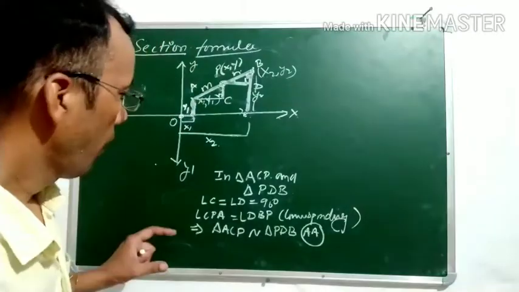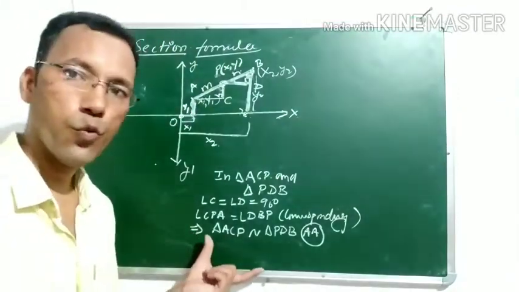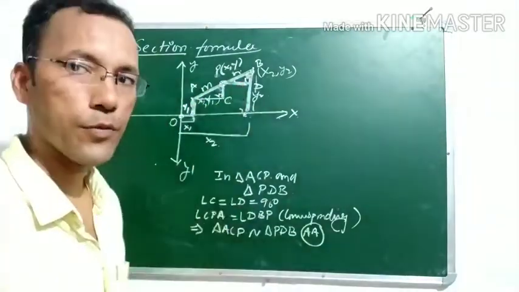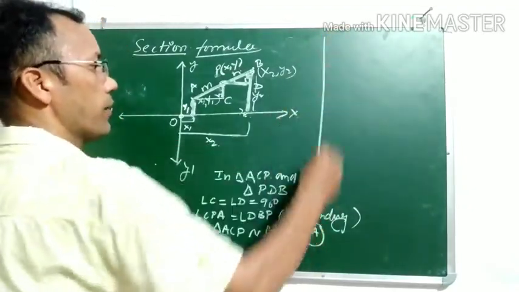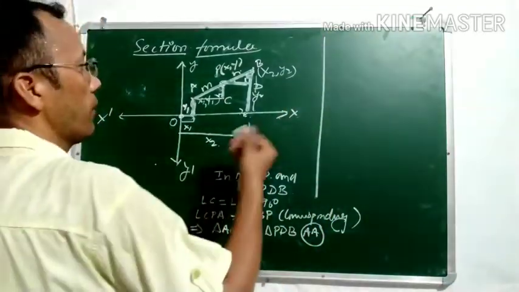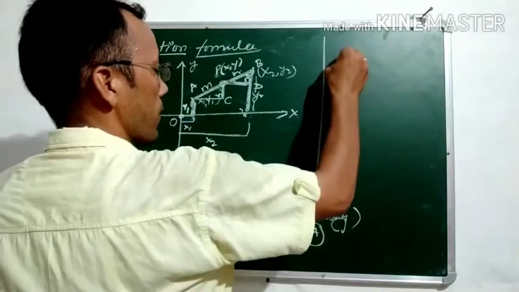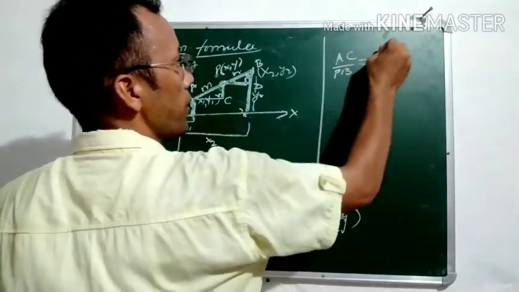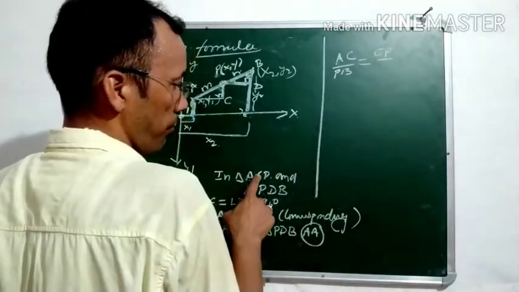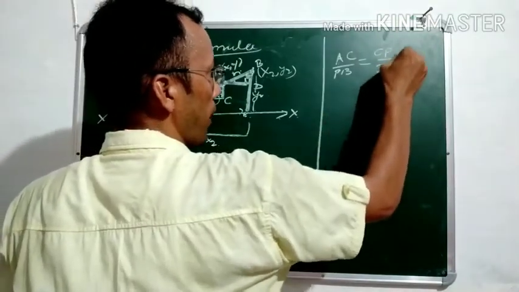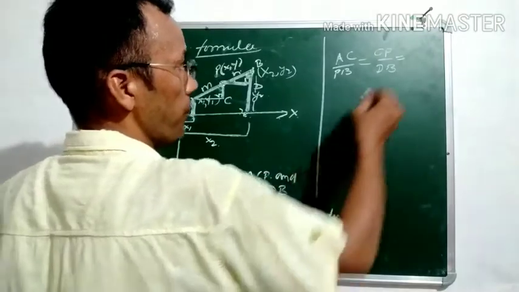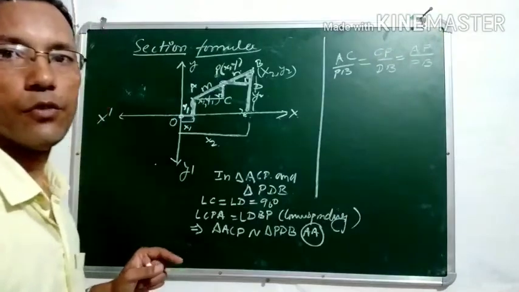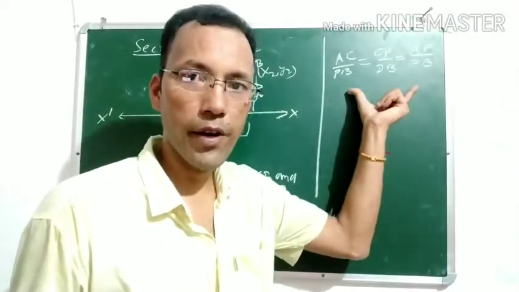Why have we done this? Because if these two triangles are similar, the ratio of their sides must be equal. Let me write this: AC upon PD is equal to CP upon DB, and is equal to AP upon PB. This is the property of similar triangles.